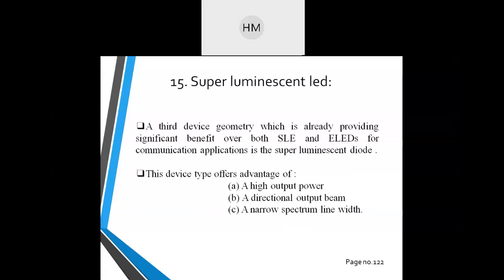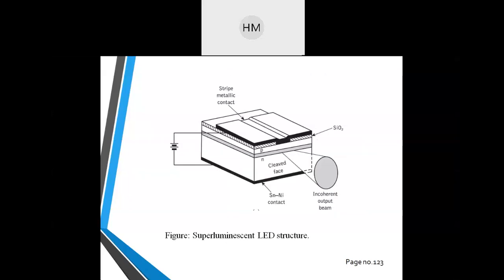Superluminescent LED. This is a third device geometry. This is again a very different geometry as compared to SLED and ELEDs. Okay. Here we use superluminescent diodes. This device type offers the advantage of high output power, directional output beam, and a narrow spectrum line width. And this is used at different geometries. The materials used are also a little bit different in this.